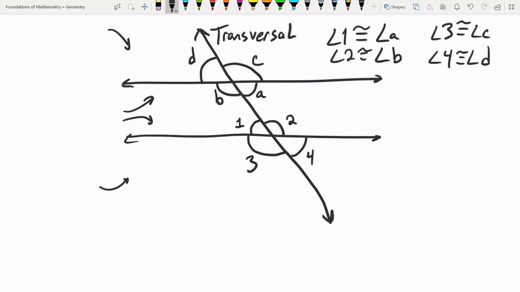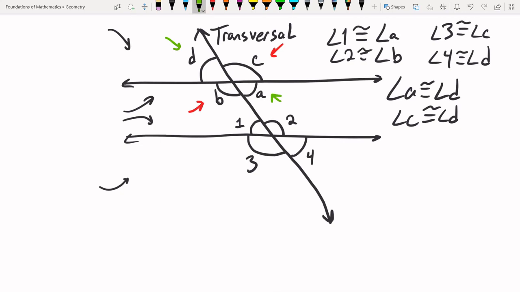Now, there's even more that we can know, and that's because each one of these points here creates vertical angles. And we know opposite sides of vertical angles are congruent. Namely, angle A is congruent with angle D. Angle C is congruent with angle B. That's because they're on opposite sides of the same vertical angles. We also know the same thing with the other set of vertical angles. Angle 1 is congruent to angle 4. Angle 2 is congruent to angle 3.